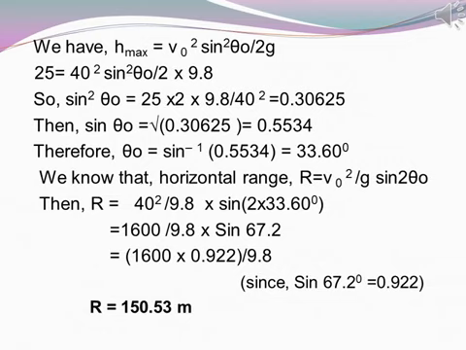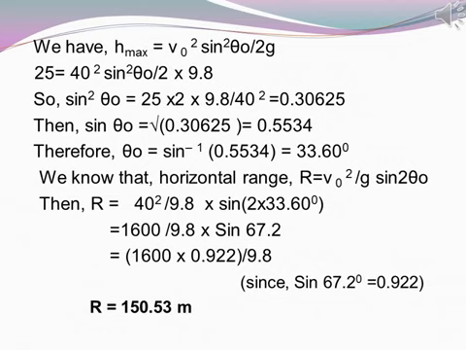We know that horizontal range r is equal to v0 square by g sin 2 theta 0. Then r is equal to 40 square by 9.8 into sin 2 into 33.60 degree, which is equal to 1600 by 9.8 into sin 67.2 degree, which is equal to 1600 into 0.922 whole divided by 9.8. Since sin 67.2 degree is equal to 0.922, so r is equal to 150.53 meter.